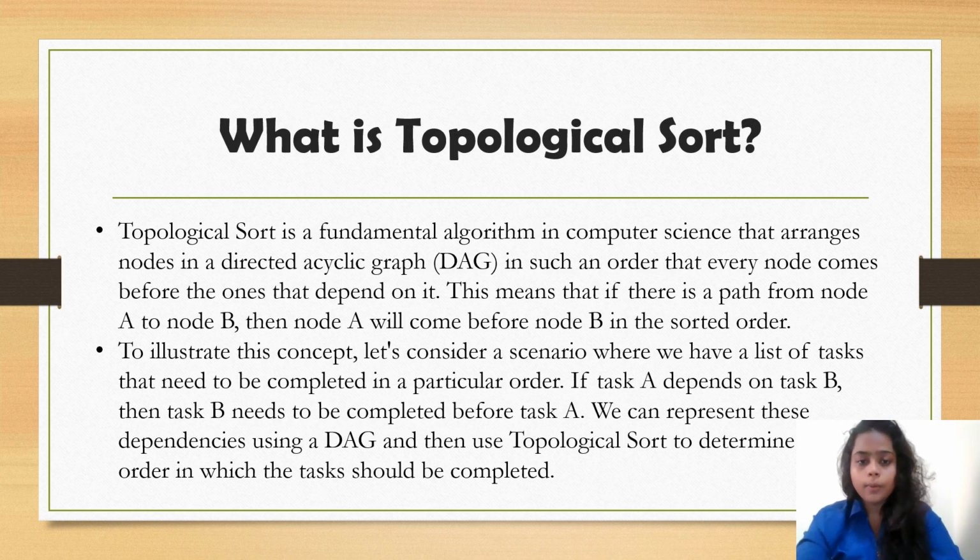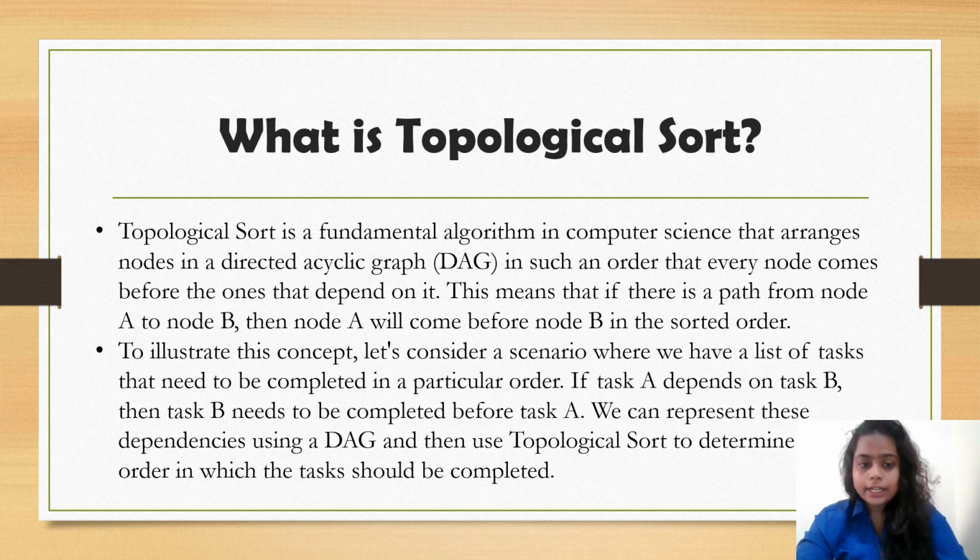Let's begin. What is topological sort? Topological sort is a fundamental algorithm in computer science that arranges nodes in a directed acyclic graph, also known as DAG, in such an order that every node comes before the ones that depend on it. This means that if there is a path from node A to node B, then node A will come before node B in the sorted order.